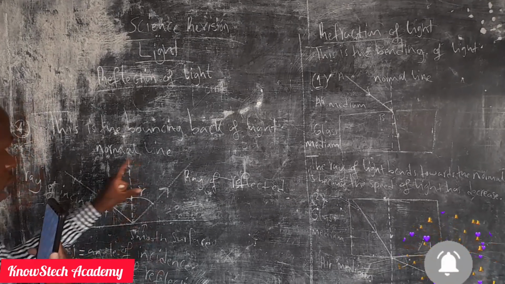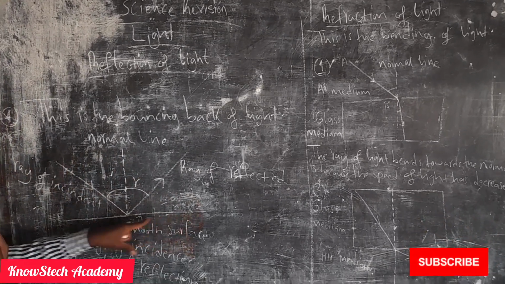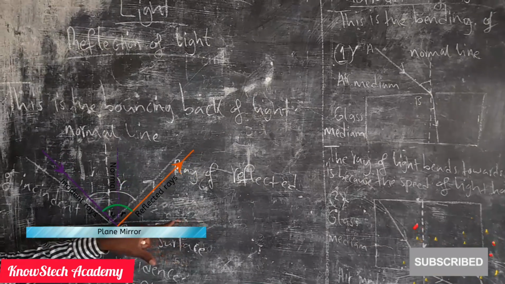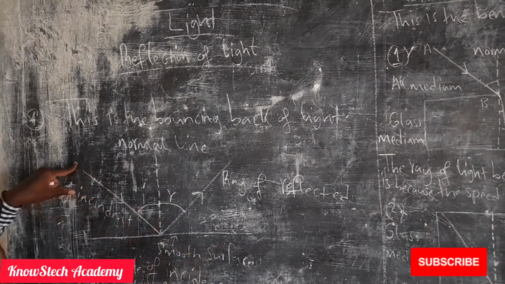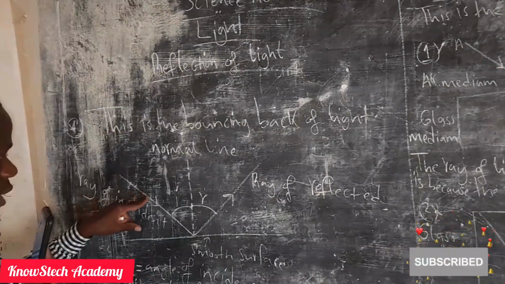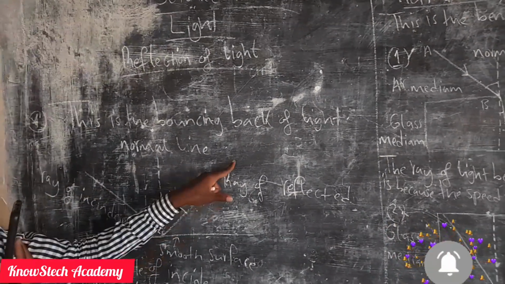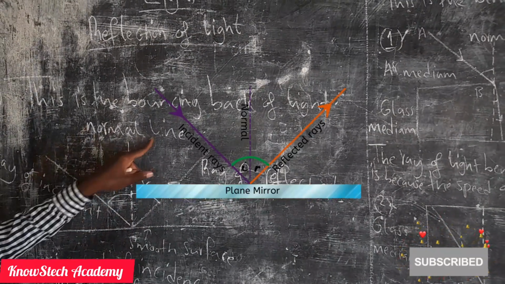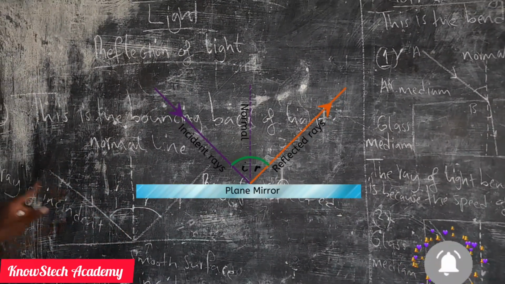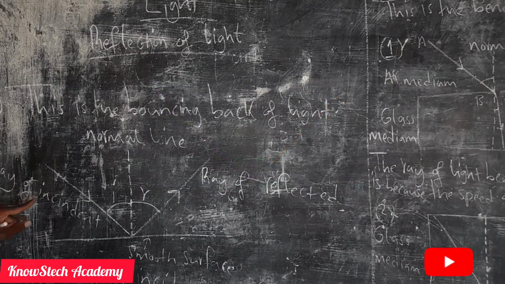Okay, we have the diagram here. This is the surface. This surface is a smooth surface. So when light comes from the source of light, it goes straight all the way. When it strikes here, it bends like that. Now, this line here is called a normal line. This line with an arrow is called a ray of incidence.